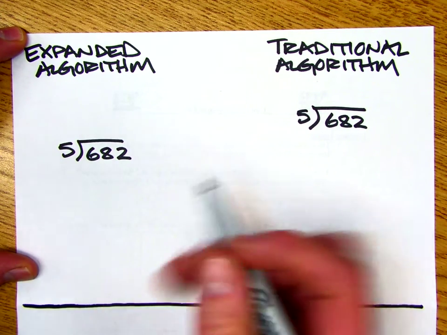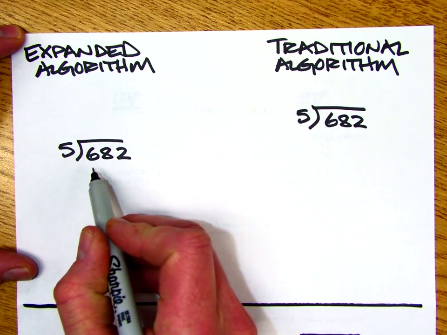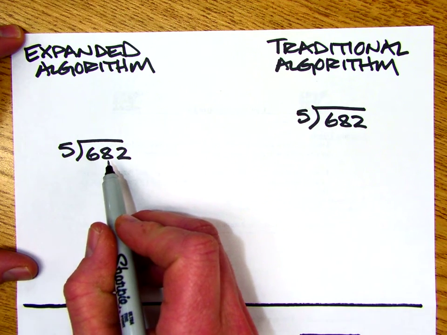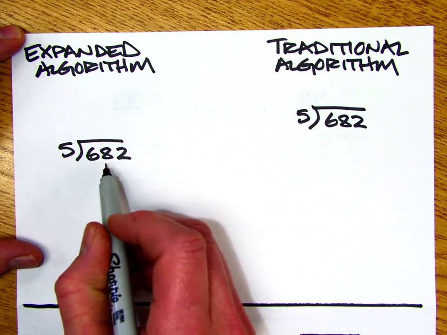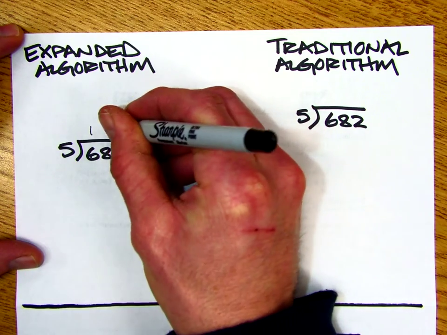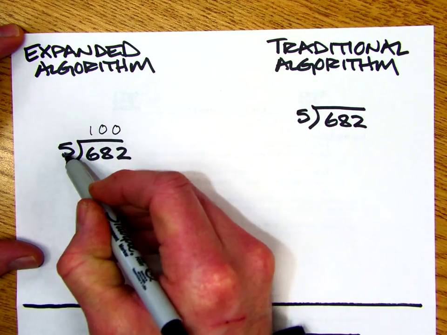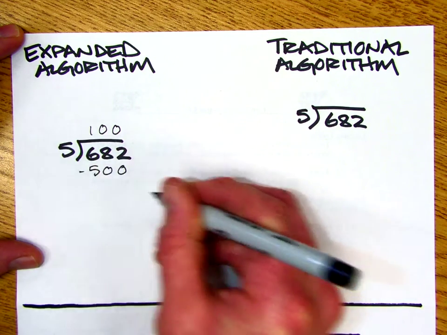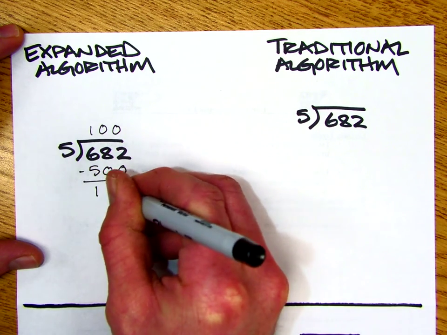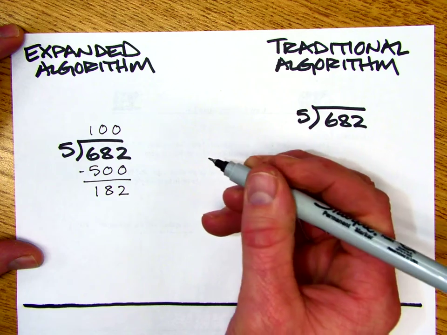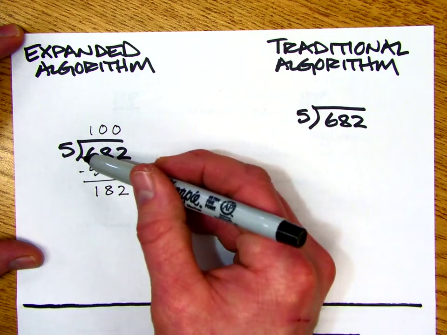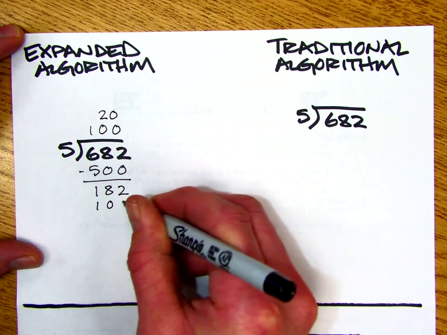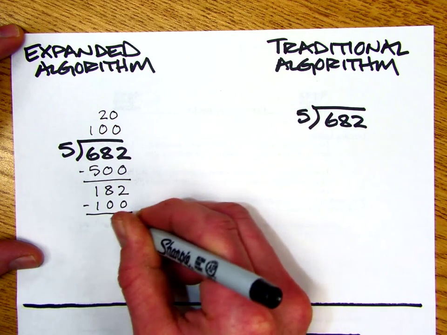So with the expanded algorithm, what I'm doing is I'm trying to subtract repeatedly until I use up as much of that dividend as I can. When I look at this, I might say, well, I could start with 100 times 5, and that would be 500 that I could subtract from this. That would leave me with 182. When I look at this, I say, well, if I had 20 5s, that would be 100, and I could subtract 100 and I'd be down to 82.